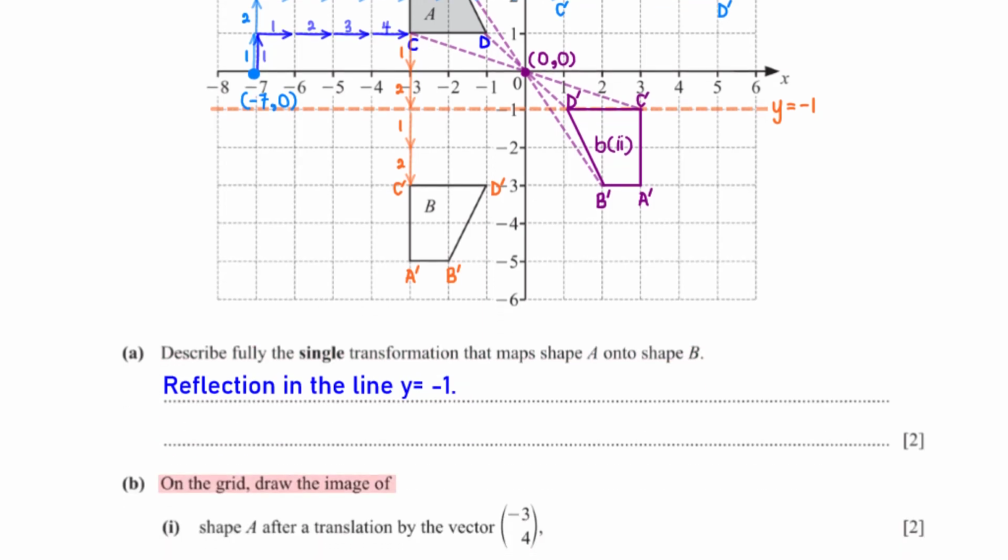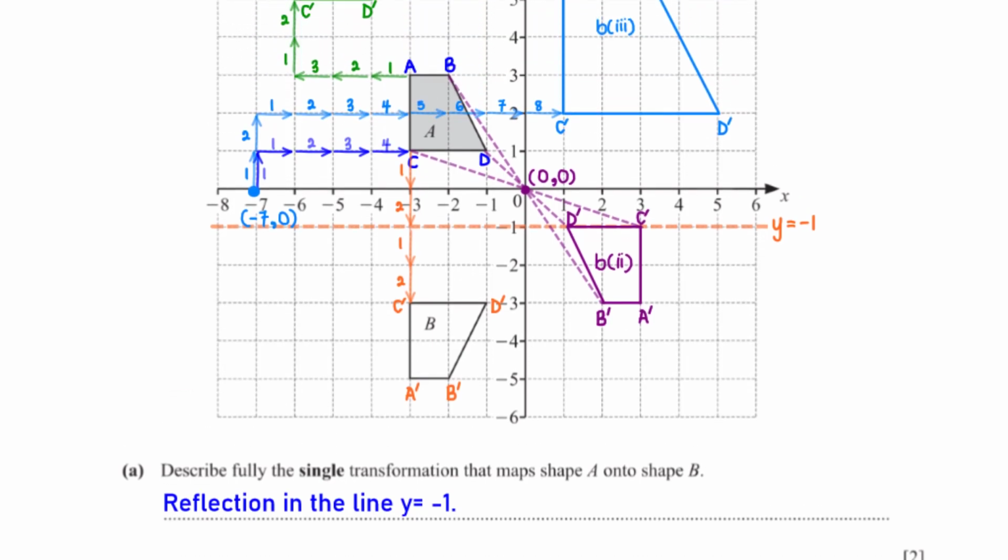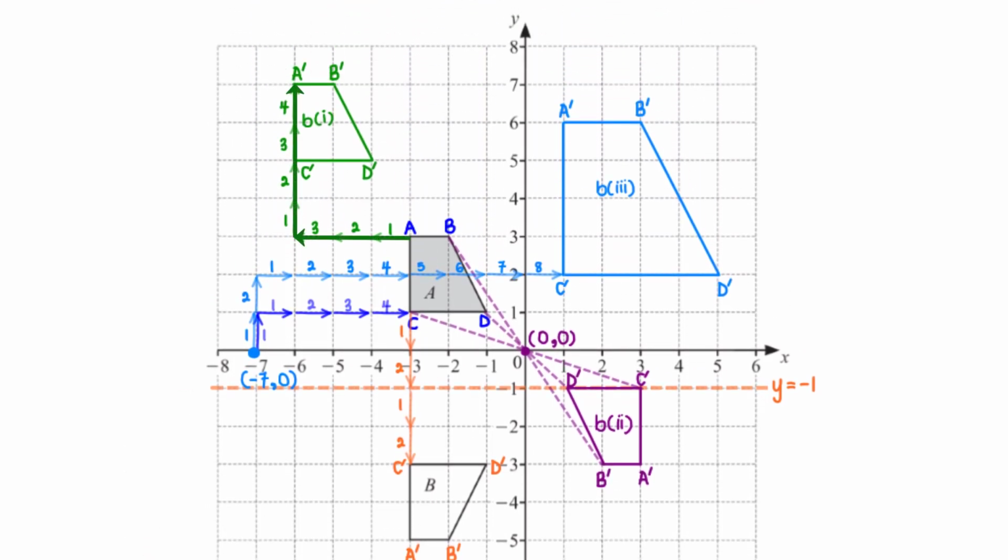On the grid, draw the image of shape A after a translation by the vector -3, 4. For this translation, the translation vector dictates that we move each of the vertices of shape A 3 units to the left and 4 units upwards. On the diagram, the movement for point A has been shown. After repeating the same process for all the other points as well, we are able to map out the translated image of shape A.